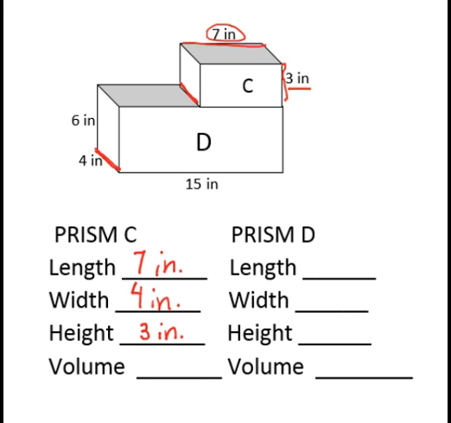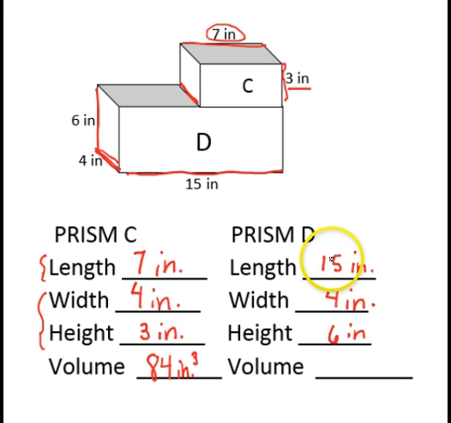Now I have to multiply these numbers to determine the volume. I'm going to start by multiplying my 4 and my 3. That will give me 12, and then I can easily multiply 12 times 7 to get a volume of 84 cubic inches for prism C. For prism D, I'll start again with the length. This one has a length of 15 inches, and then we determined that the width was 4 inches. And here I have a height of 6 inches.